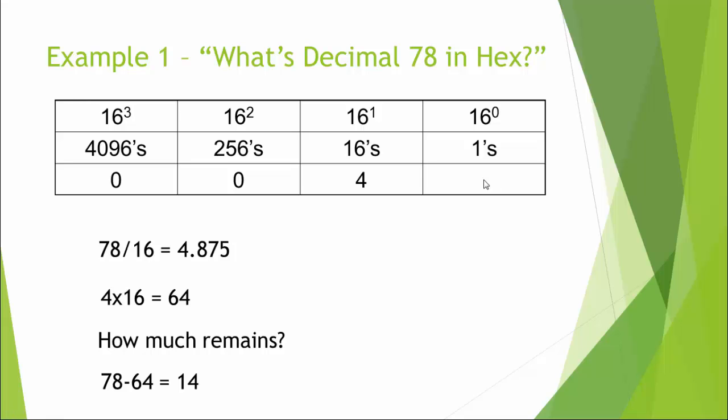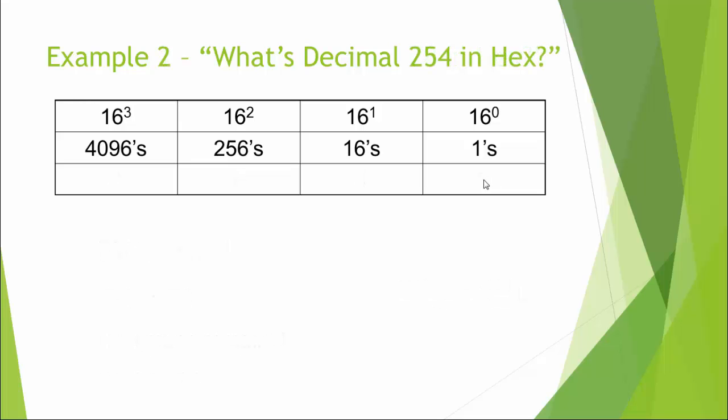Now, if you write in a 14 here, you're going to get part marks, but you're not going to get full marks. And the reason should be obvious to you by now. The 14 isn't an appropriate character in hexadecimal. We need to convert that 14 to an E. And so the full answer, 78 in decimal, is 4E in hexadecimal.